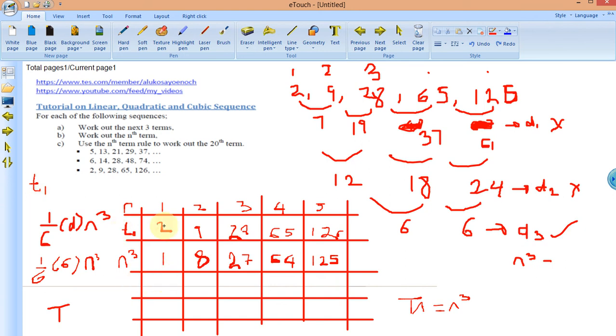Okay, so let's generate this sequence now. 2 minus 1, that is 1. So T1 of the new sequence is 1. Then 9 minus 8. I'm looking at this, and I thought I was going to generate something like a quadratic sequence, and apply the quadratic method to generate a new linear sequence. But fortunately enough, I just have a constant here, guys.